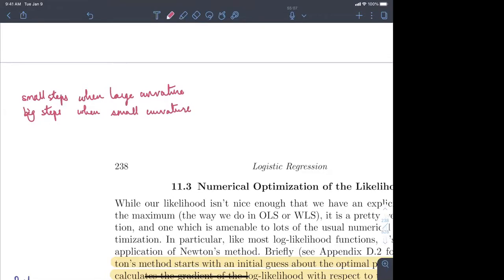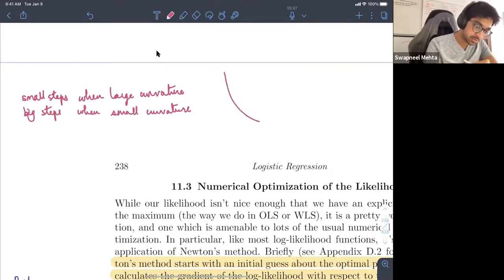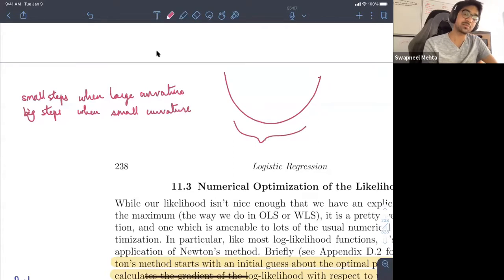Isn't it that you take a big step when you're really far from the local minima, and when you're close to the minima, then you start taking small steps? This is true, but I'm thinking of how minima relates with curvature in the graphical sense. So a minima could be this, or a minima could be this. So how does this relate to big steps, small steps? I'm trying to build a good intuition. I agree with what you're saying, and that's perfect.